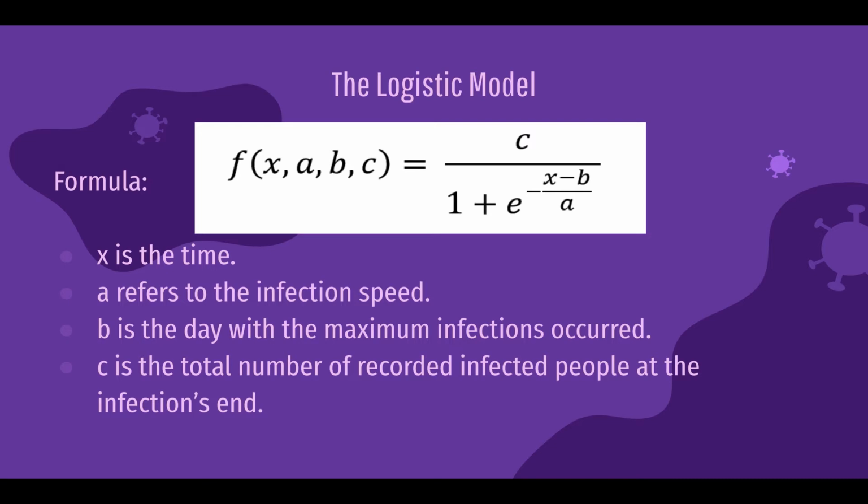The x in this formula is the time, like how many days, and a refers to the infection speed. B is the day with the maximum infections occurred. C is the total number of infected people at the infection's end.